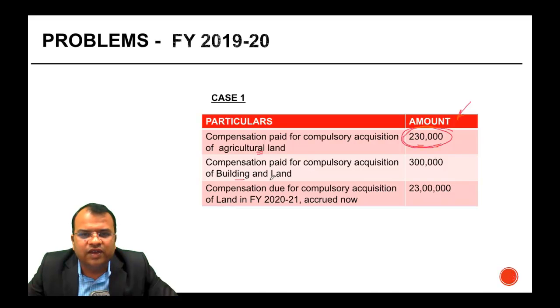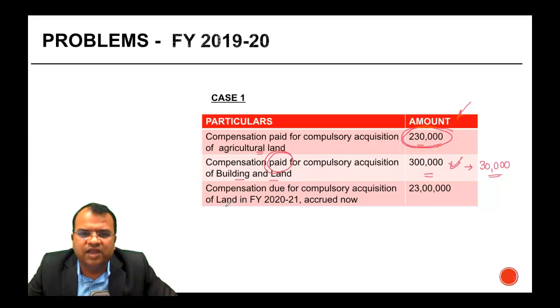Compensation for acquisition of land and building, 3 lakh. Yes, it exceeds 2,50,000. It is paid. Therefore, tax at 10% or 30,000 will be deducted from such payment. We have assumed that the PAN number is available.